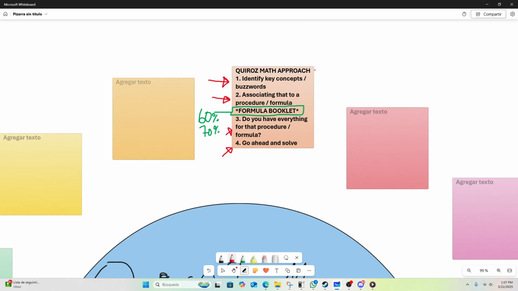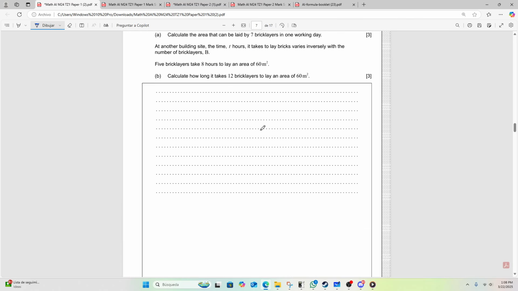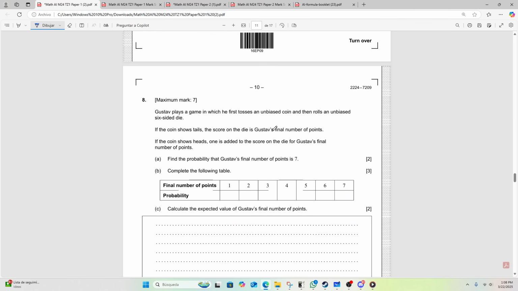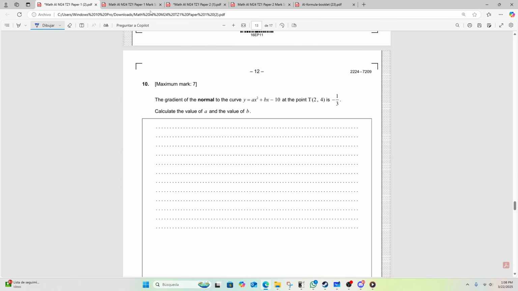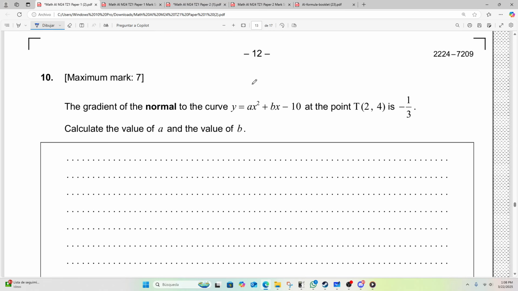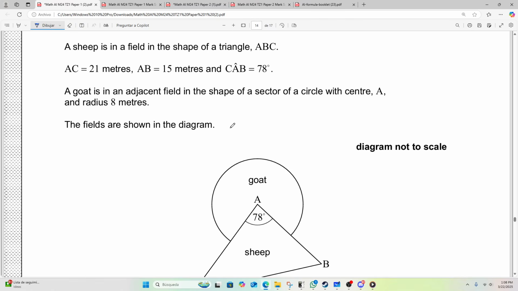Why is this the Quiroz math approach? Because far too often I see people that read something that looks absolutely crazy, like this exercise. See, number 10. Number 10 is crazy on this, by the way. It's worth 7 marks, and all it says is you have the gradient of the normal to the curve at the point T, and that gradient is negative 1/3. Find A and B. And so almost everyone that reads this, they're just like, okay, I'm going to skip to the next one. Like, that's crazy.